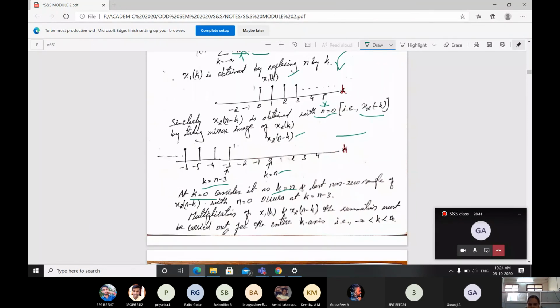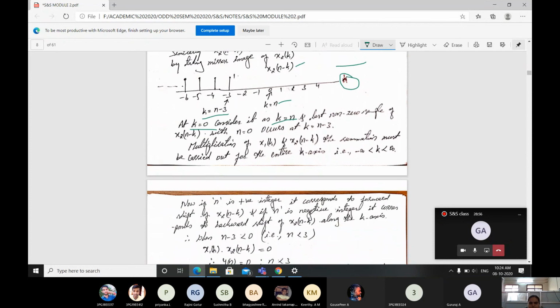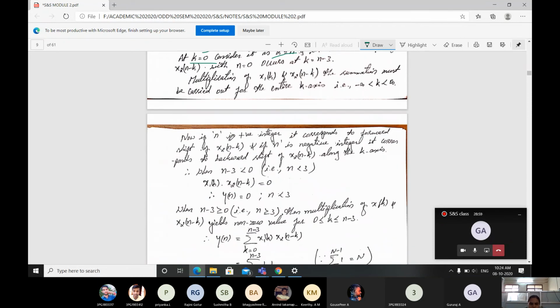The summation must be carried out for the entire k axis, meaning from minus infinity to plus infinity, the whole k axis we have to consider. Next, if n is a positive integer, it corresponds to the forward shift of x2 of n minus k, and if n is a negative integer, it corresponds to the backward shift, the same thing we learnt in the shifting operation, along the k axis.